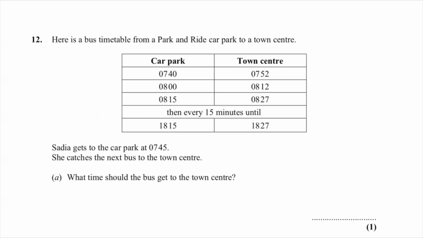Okay, so we've got a park and ride timetable. Sadia gets to the car park at 7:45, and she catches the next bus in. What time does she get into the town centre? Now, if it's 7:45, she's just missed this one, which means she's going to be getting on the 8 o'clock. So she's going to arrive at 08:12.